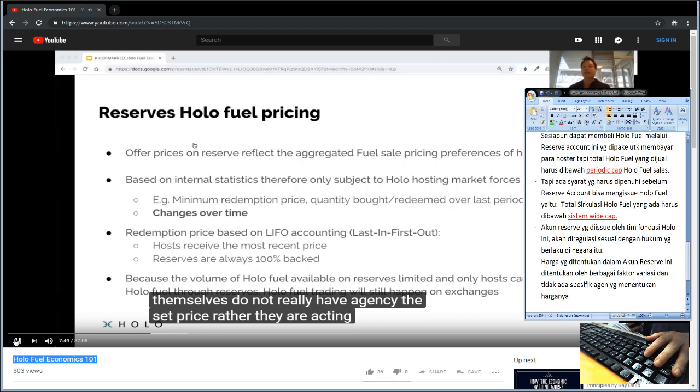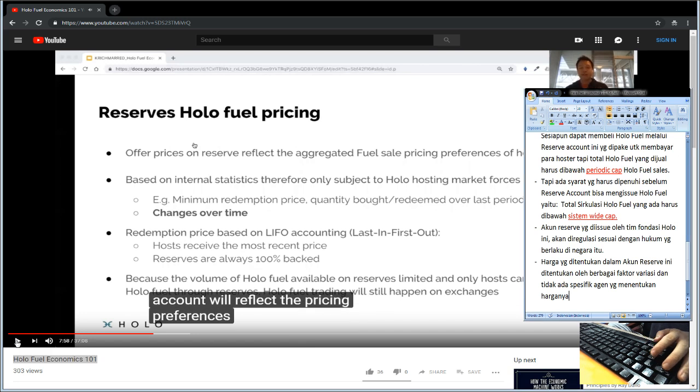Rather, they are acting on behalf of hosts when they do so. So, therefore, the price of the reserve account will reflect the pricing preferences.